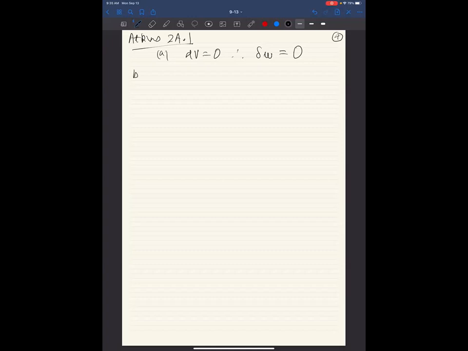Case B is a bit harder. Let's work through it, but let's work through it systematically. So we know delta W is equal to minus P external multiplied by change in volume. Okay. So W, the work done, is going to be the integral of minus P external dV, and now we are stuck.